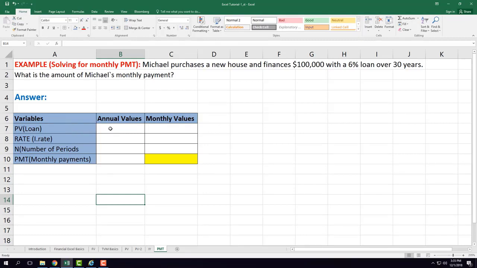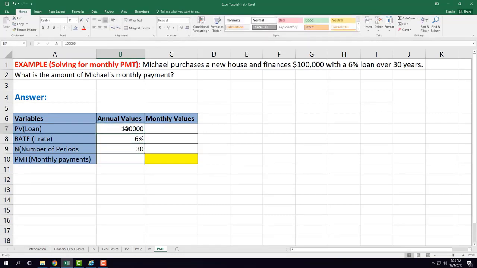Okay, so PV, which is the loan, is $100,000. Right here, 100,000, and hit enter. And the interest rate is 6%. I'm just copying and pasting everything here. And the number of years is 30, and we are asked for the monthly payments.